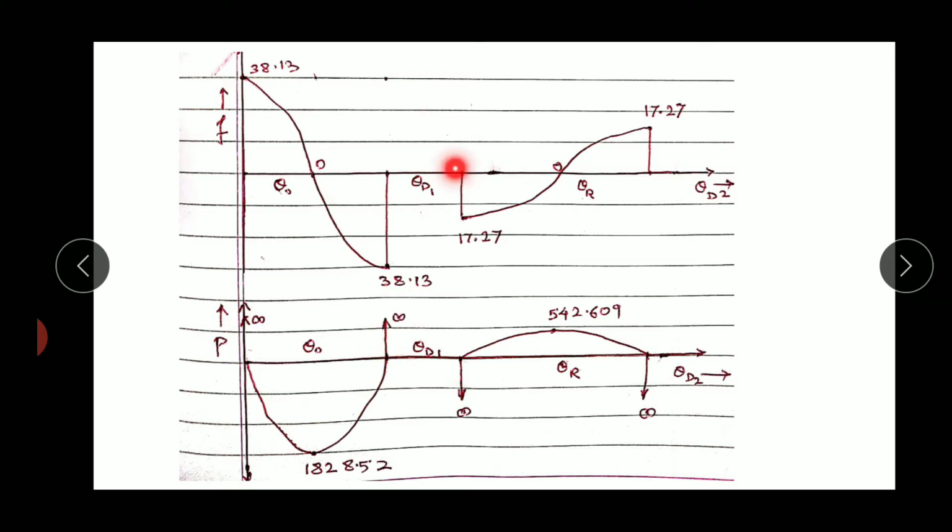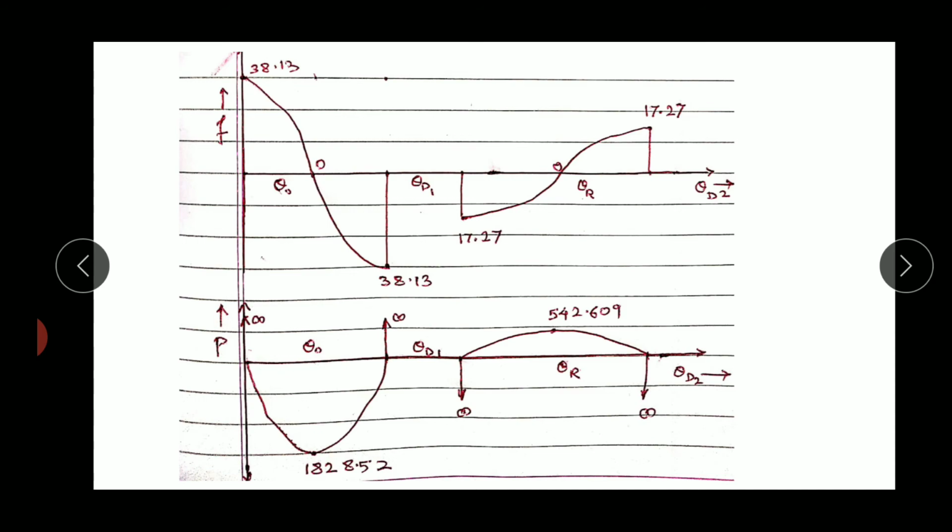Similarly at the start of return stroke there is a vertical line. That means infinite jerk is required at the start of return stroke. At the end of return stroke again there is a vertical line. That means infinite jerk is required at the end of return stroke to go from this constant positive value to 0 value over here. So jerk is infinite at the end of return stroke.